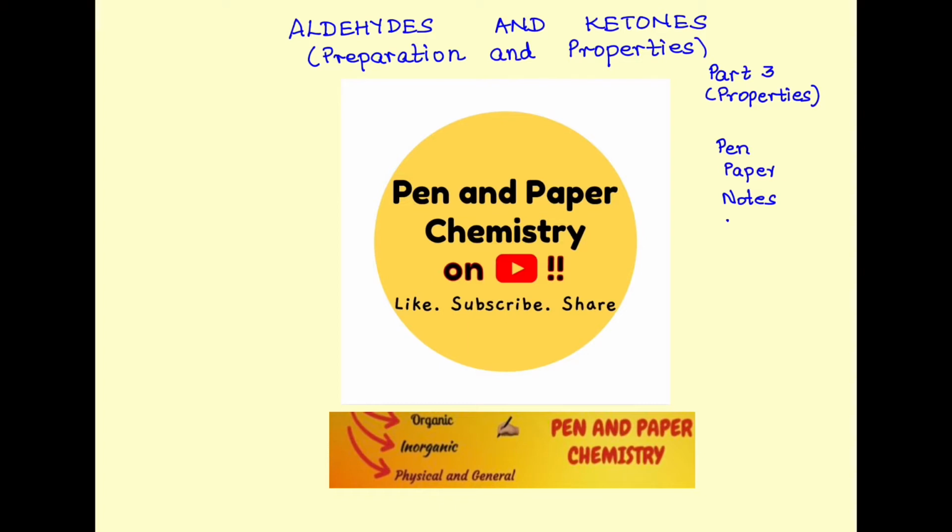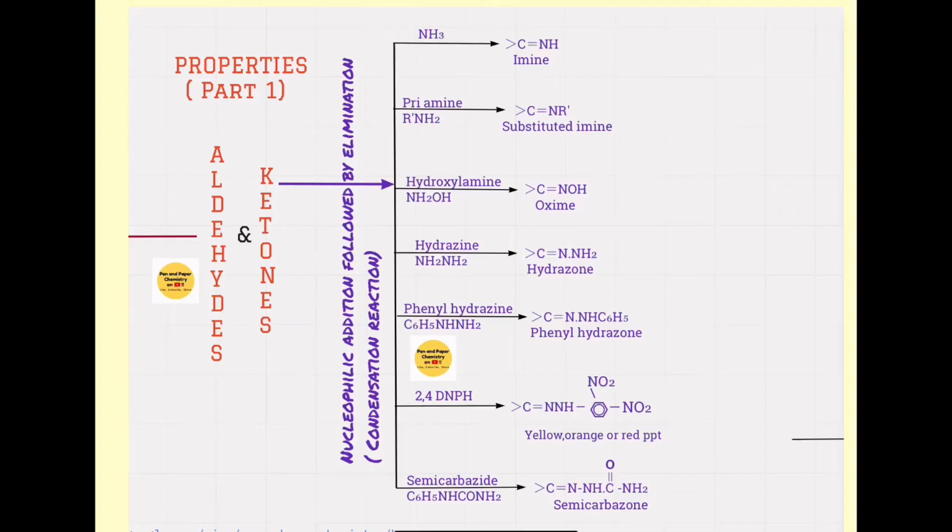So are we ready to go as we continue with the properties of aldehydes and ketones? This is part 3 of the set of videos. Nucleophilic addition followed by elimination, also known as condensation reaction, because a small molecule is formed as a side product in these reactions. In order to make these reactions easy, we've got this flow chart made easily. You can also call them mind maps. These are made in order to help you to write the reactions.